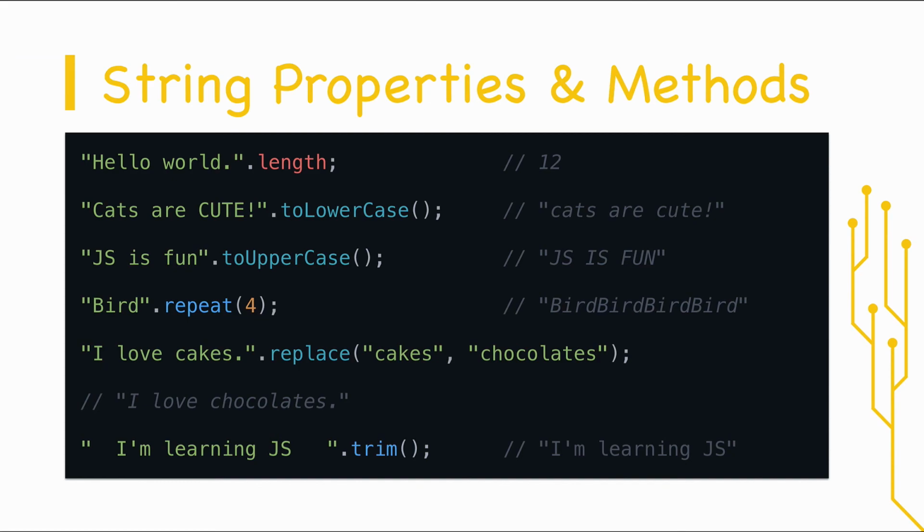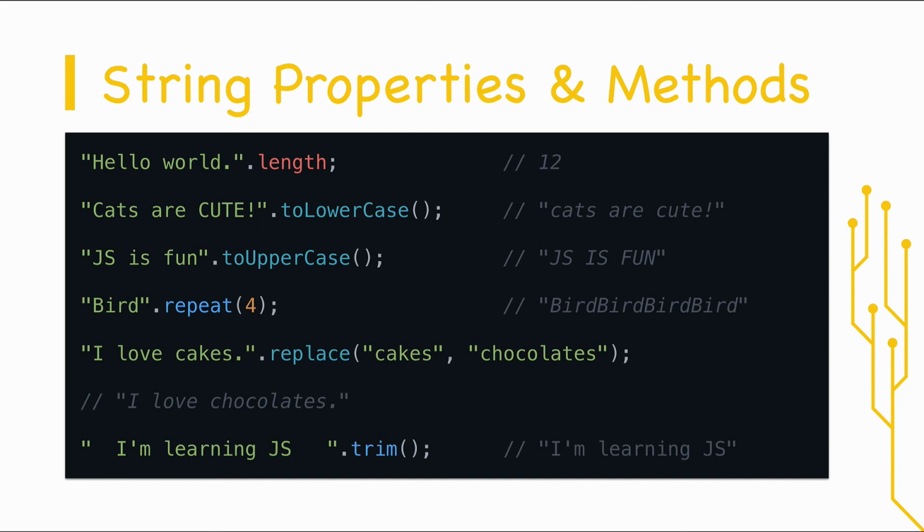So we can write the string, then execute the trim method on the string by putting in a dot and then typing in trim and then a pair of parentheses to actually execute the method. Finally, we end the statement with a semicolon. And the output, as you can see on the right hand side, is the same string, I'm learning JS. However, the extra and unnecessary white spaces from the beginning and end of the string have been removed. So the trim method can be used to trim off these extra white spaces from the beginning and end of a string.